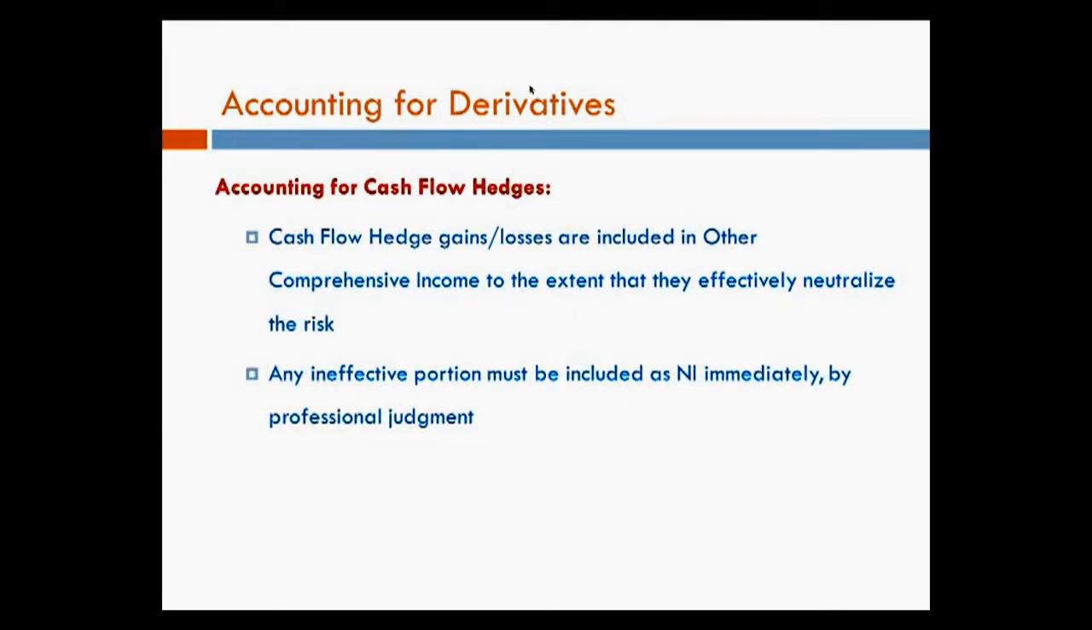Cash flow hedges would go into other comprehensive income, except for any ineffective portion. What's ineffective? That's the part that's not a true hedge. That becomes net income immediately. A word of caution: it's a matter of professional judgment. It's hard to figure this out. Does ineffective include a gain? Say it again. Does ineffective include a gain or a loss? Yeah, either way, either direction.